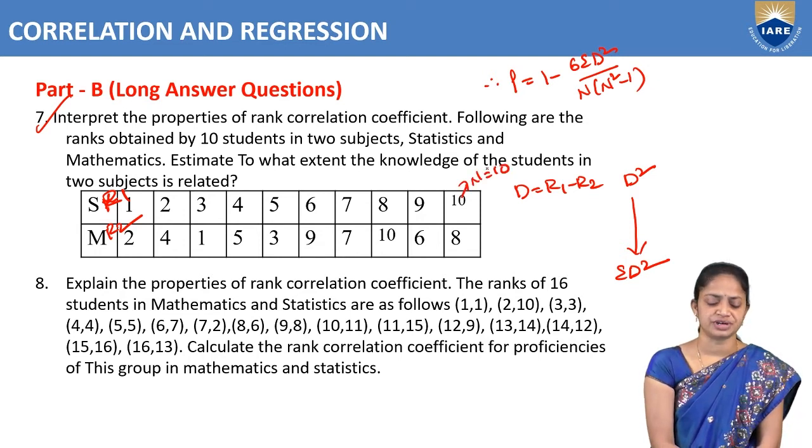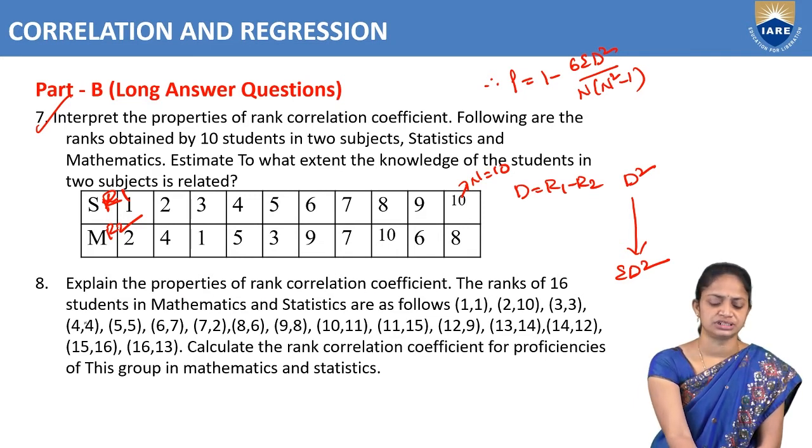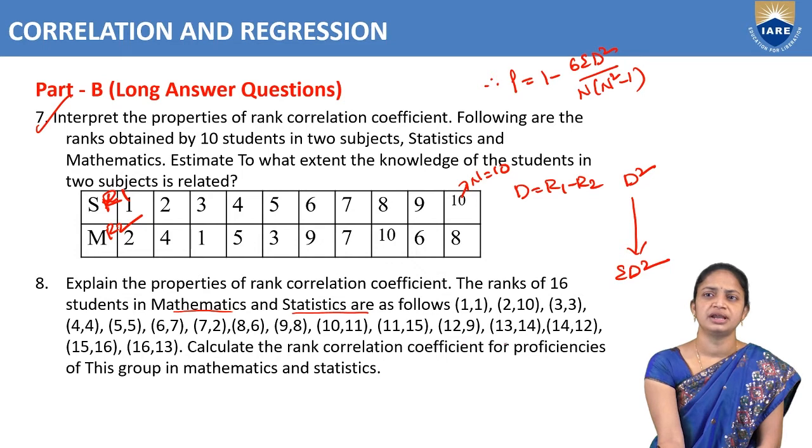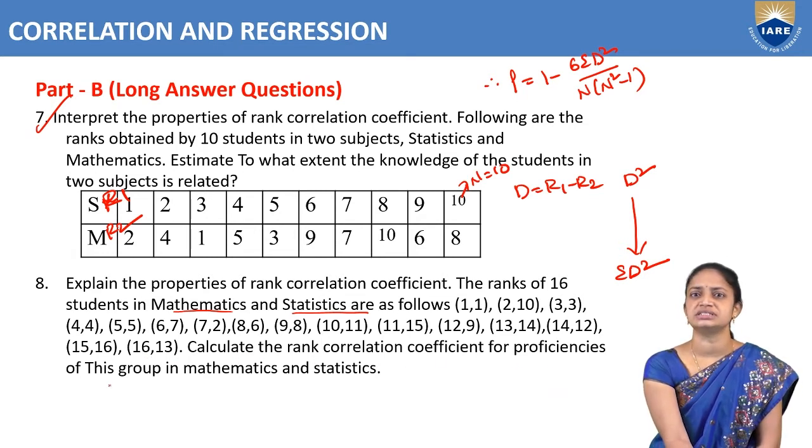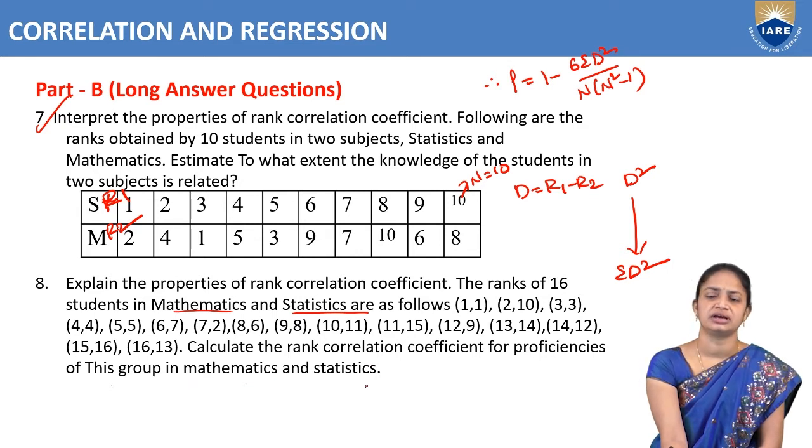So now coming to the next question, explain the properties of rank correlation coefficient. The ranks of 16 students in mathematics and statistics are as follows: 1, 1, 2, 10, 3, 3, 4, 4, 5, 5, 6, 7, 7, 2, 8, 6, 9, 8, 10, 11, 11, 15, 15, 9, 13, 14, 14, 12, 5, 15, 16, 16, 13. Calculate the rank correlation coefficient for proficiencies of this group in mathematics and statistics.